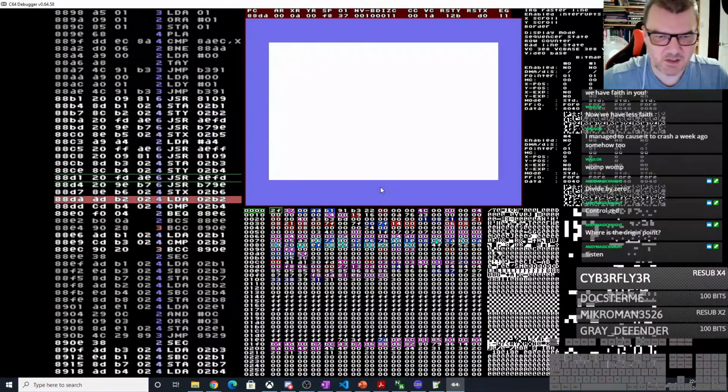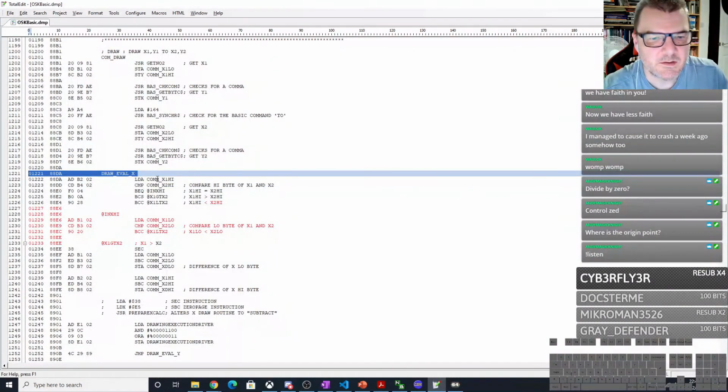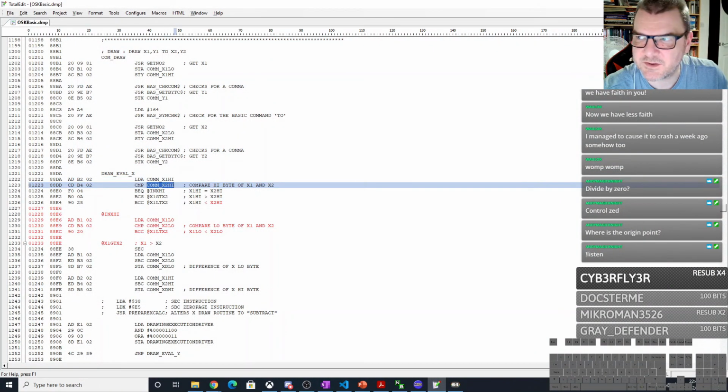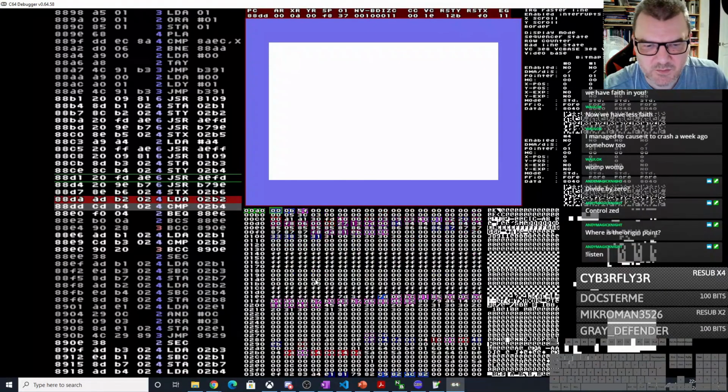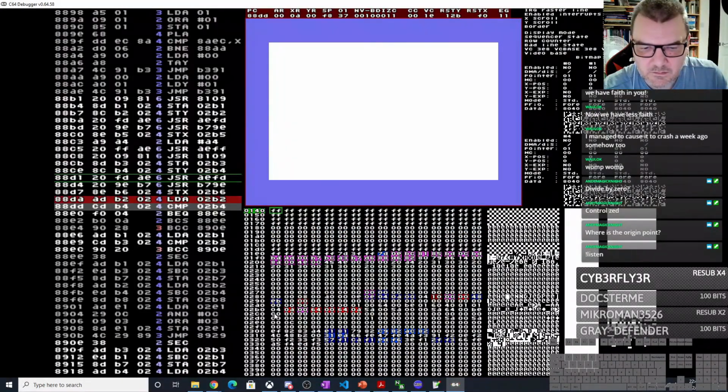So we're loading B2. So that's X1. Get this up. So we're loading X1 high and comparing it with X2 high. So X1 high is 0, comparing it with O2B4, which is 1, 2, 3, 4, which is there. Oh no, 0, 1, 2, 3, 4. So that's the same, branch if equal. Now we're doing B1, which is OA, against 3, which is 64.